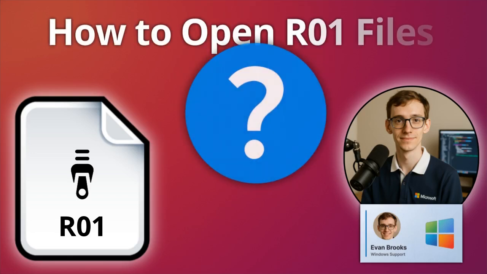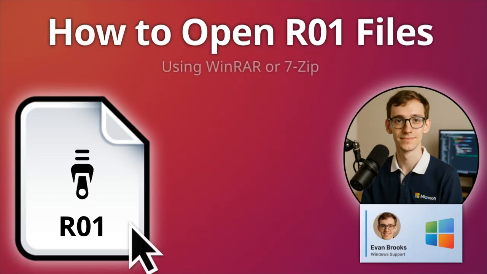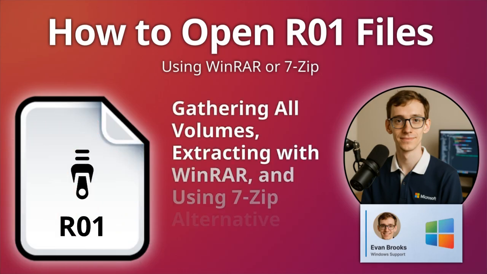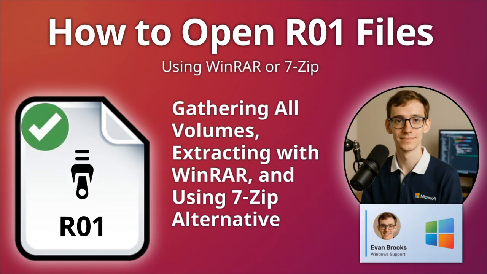Downloaded a multi-part archive and the first piece is an R01 file? This is the first part of a split RAR archive that needs all parts to extract. I'm Evan Brooks, Certified Support Engineer, and I'll show you how to extract these WinRAR split archive files.